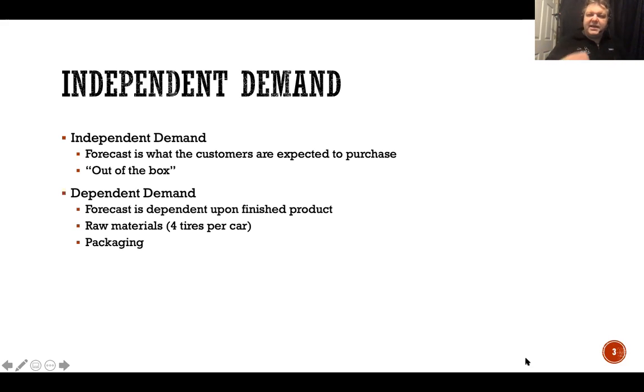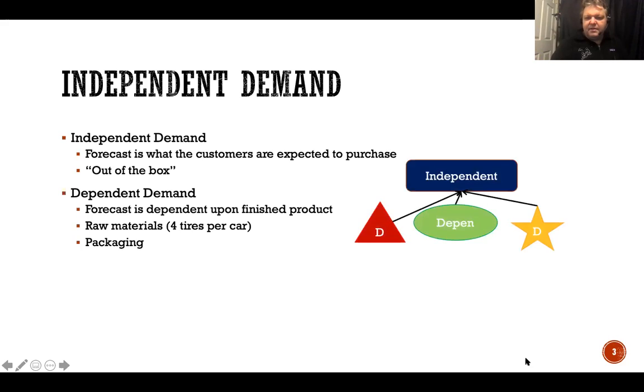That dependent demand, again, is dependent upon the independent demand. If I have 3,000 cars, I have 3,000 times 5, 15,000 tires. So hopefully that makes sense. The dependent is dependent on independent demand. Okay.